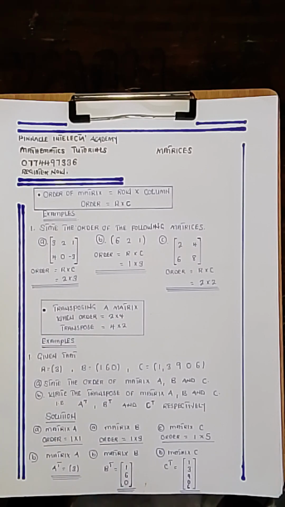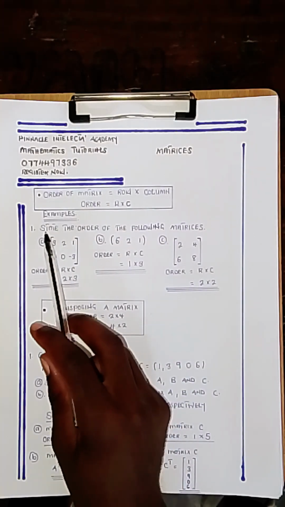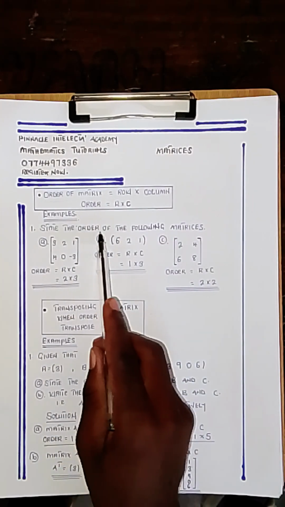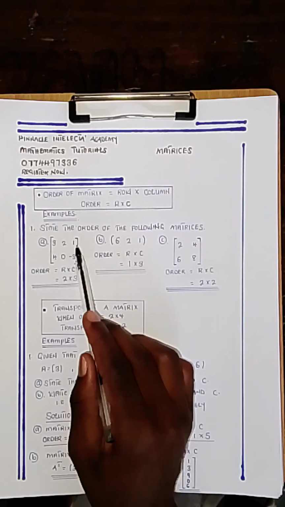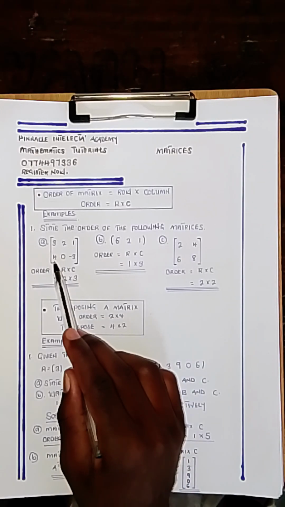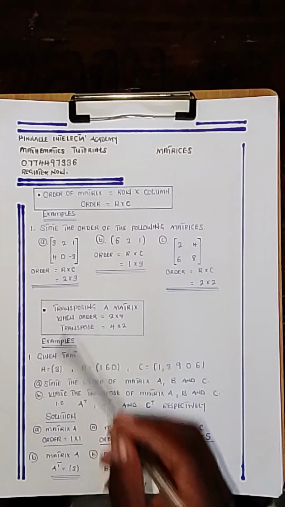You are not multiplying the number of digits for a row and the number of digits for a column, but you're just stating it is this one by this one. So let's look at an example. The first question is: state the order of the following matrices. For A we have 3, 2, 1, and at the bottom we have 4, 0, -3. So what is the order of this matrix?